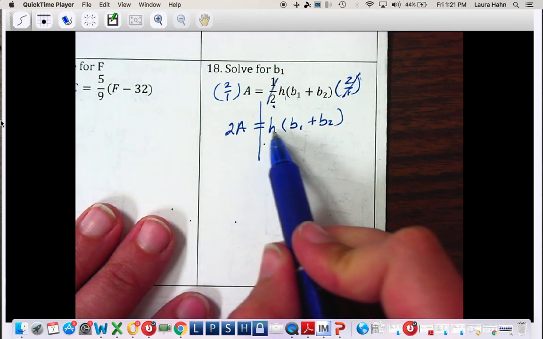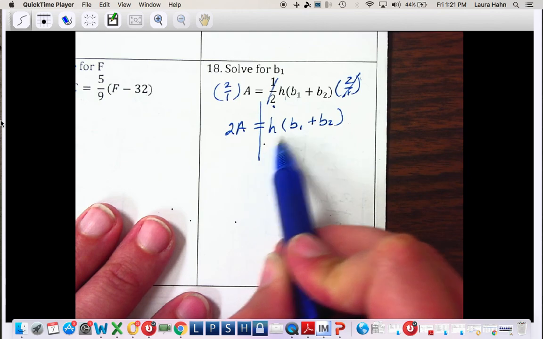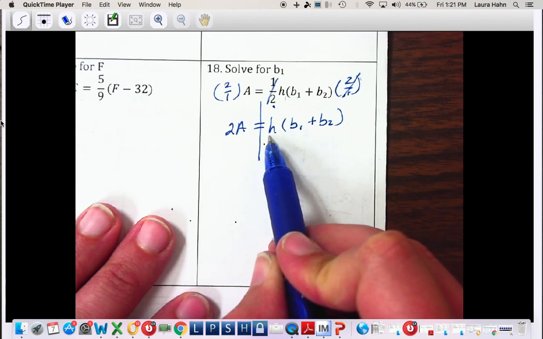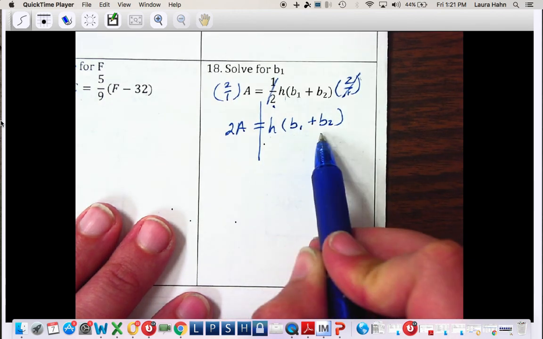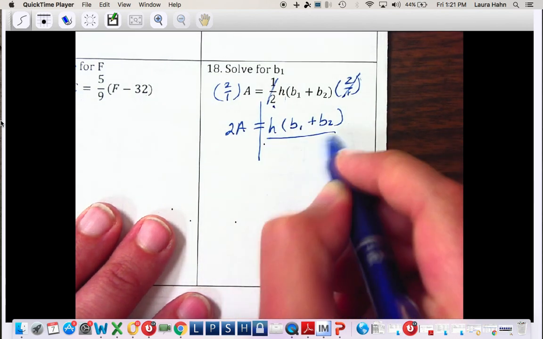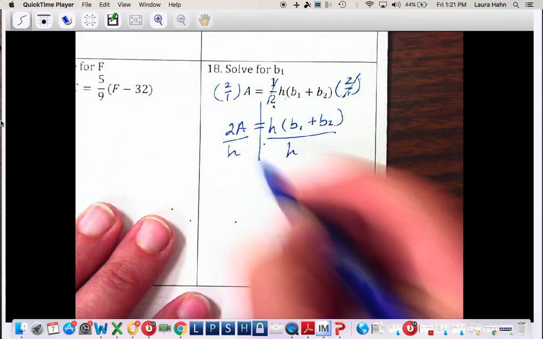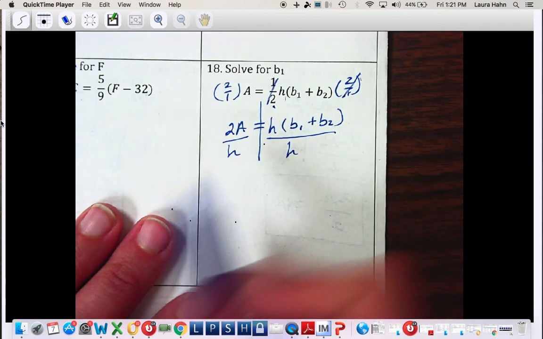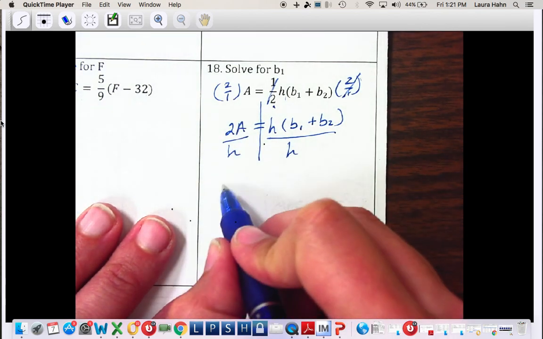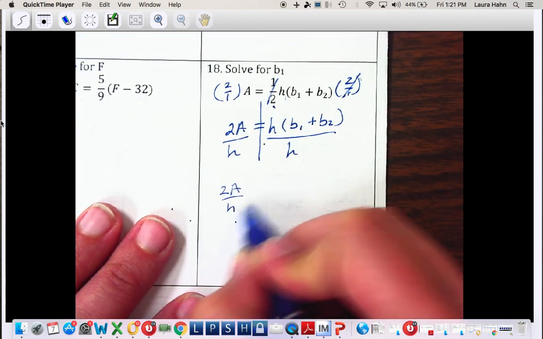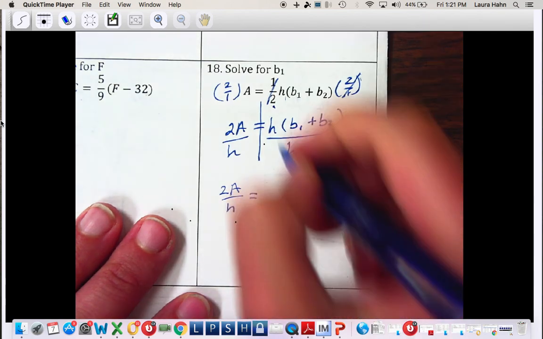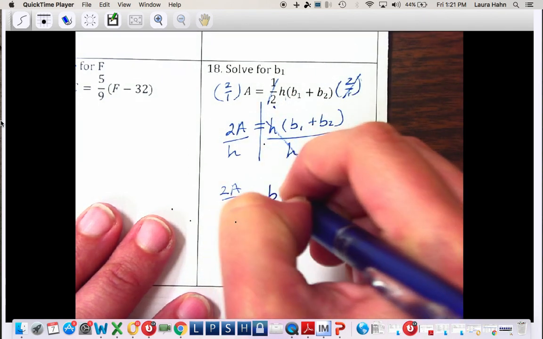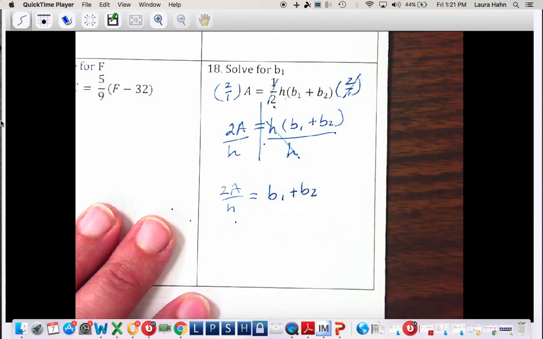All right, next I want to get rid of this h that's out front. Remember, parentheses means to multiply, so this is saying h times all of this. So the opposite of times is divide, so I'm going to divide by h. I can't simplify this, so it's going to drop down, 2a over h. On the other side, h's cancel, so my b1 plus b2 will drop down.